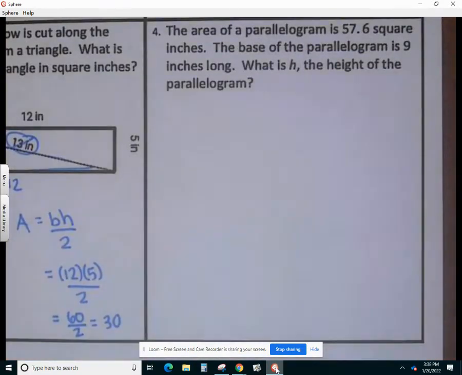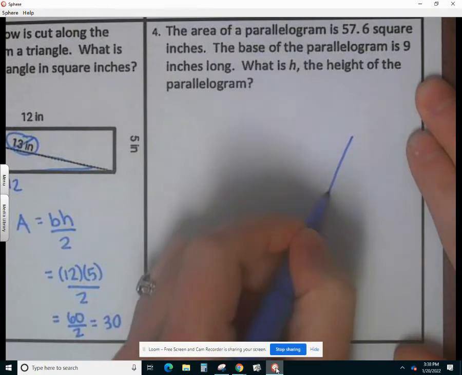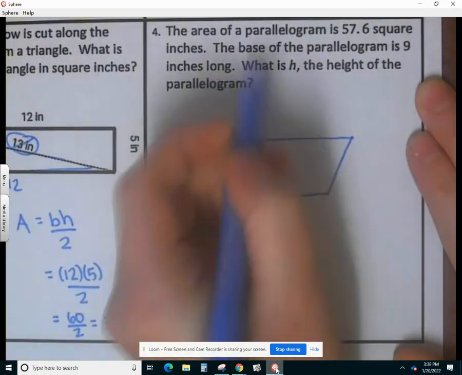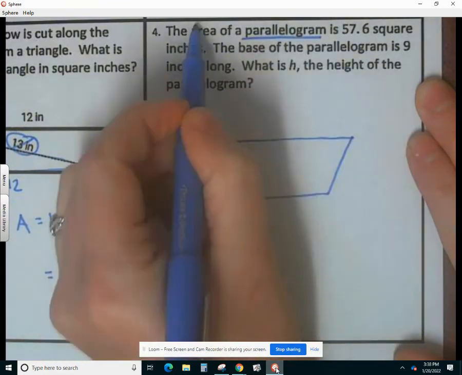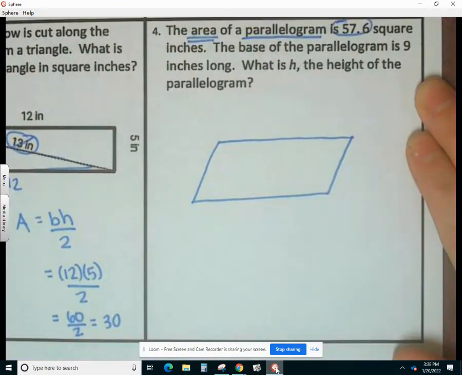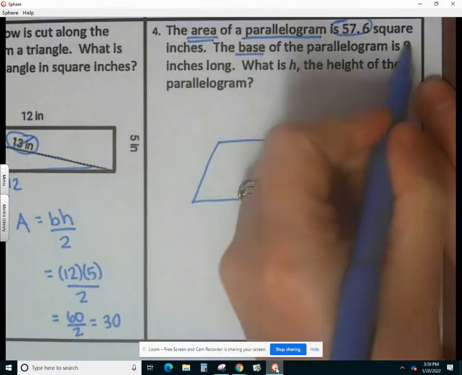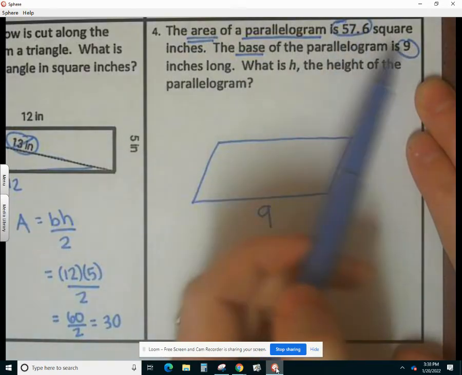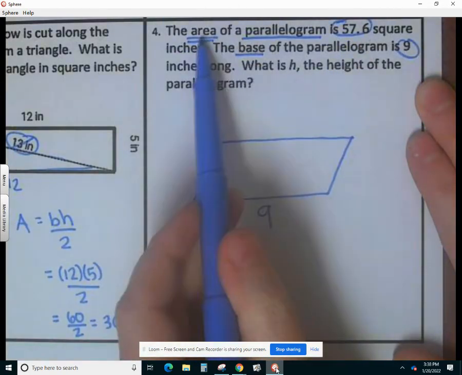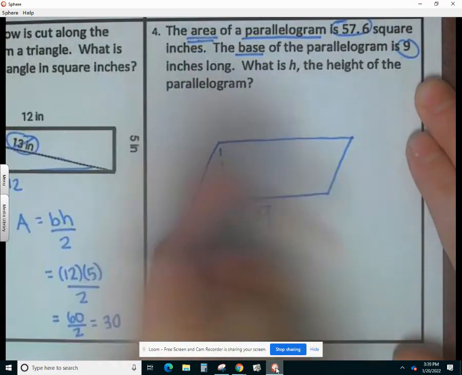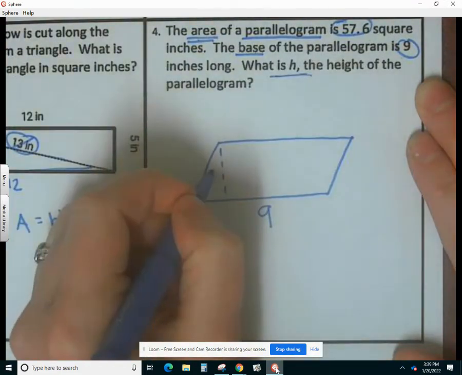This one they didn't give us a picture. I always recommend drawing a picture if they didn't give you one. So it's talking about a parallelogram, and it says that the area, that's very important, is 57.6 and the base is 9. So the base is down here. Sometimes people want to multiply these together, but we don't multiply the area times the base. We multiply the height times the base, and that's what we don't know. We don't know the height.